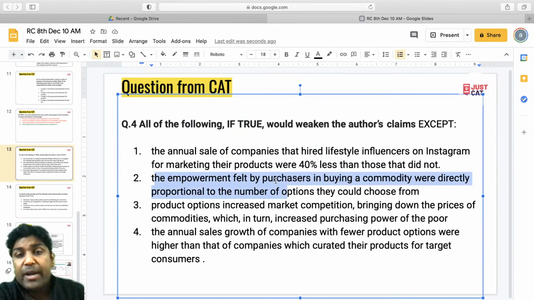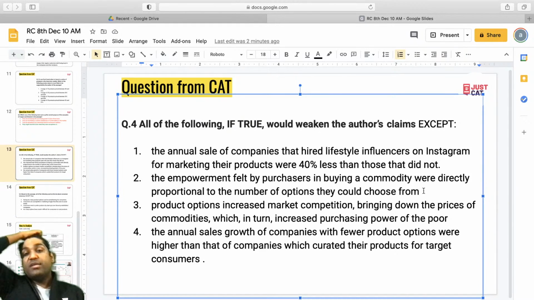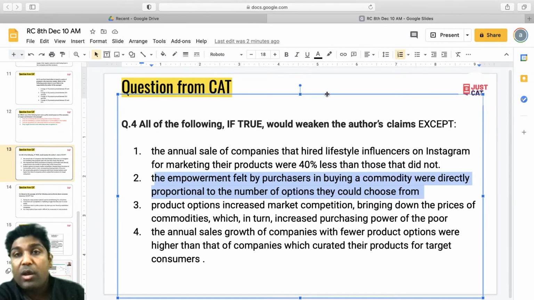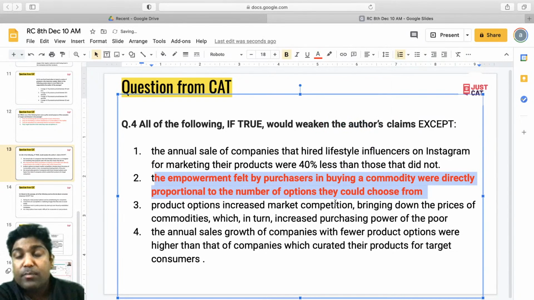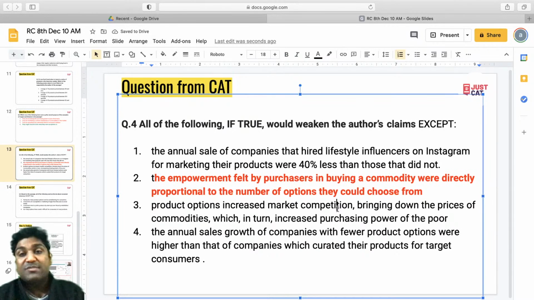The empowerment felt by the purchasers in buying a commodity was directly proportional to the number of options they could choose from. This is the opposite. The author was saying that more options make people worry. There's a problem of plenty. The author has been saying this from the very beginning.